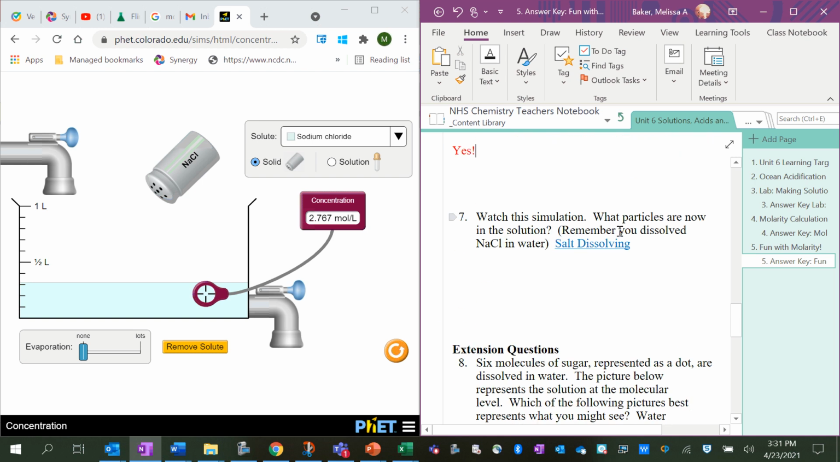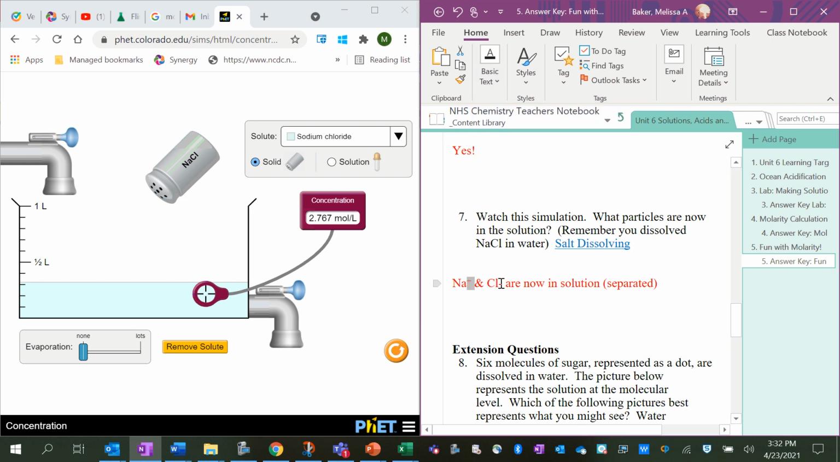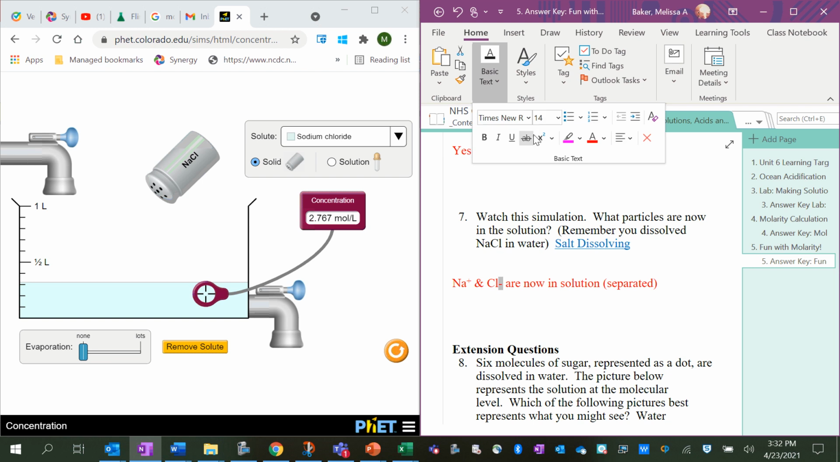Watch this simulation. What particles are now in the solution? So I already watched this, and Na+ and Cl- are now in solution, separated. So just, oops, that's not what I wanted to do. I want to superscript this, and I want to superscript this.